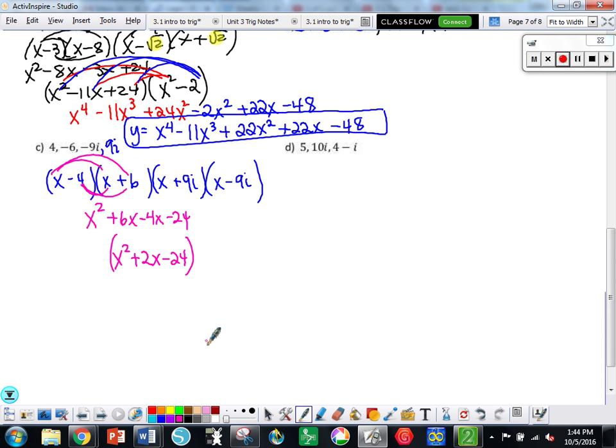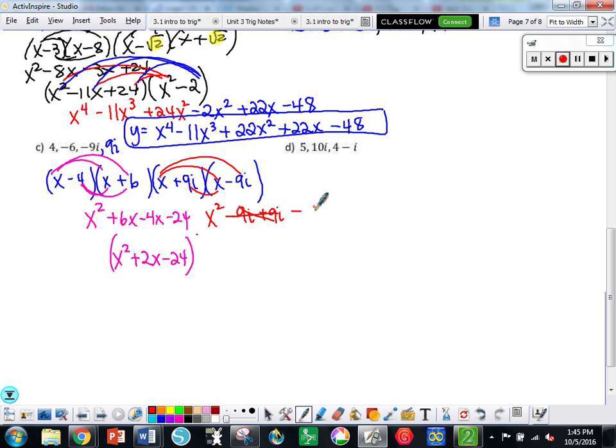And on this one, multiply those two. You get x squared. That one minus 9i, this one plus 9i. So again, why are those middle terms canceling? Because they have opposite signs and everything else is identical. So they will cancel. Then you have what?